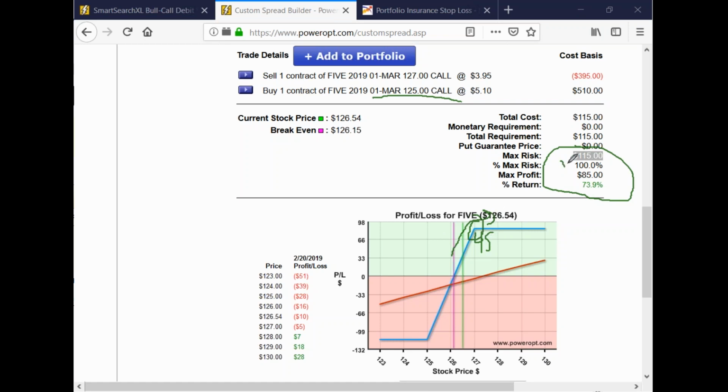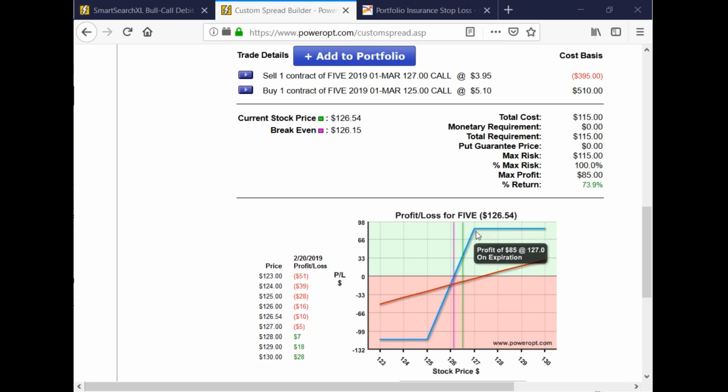But in either case, the maximum risk in a debit spread is whatever you pay for the debit. It's also true for the diagonal spreads. But again, you really only lose the full debit if you hold the position all the way to expiration and the stock is below your long option strike price. All right, so that's covering the risk of the debit spreads and the structure.